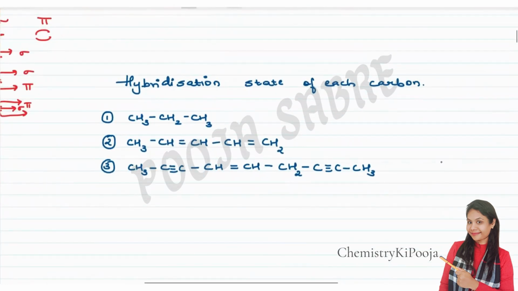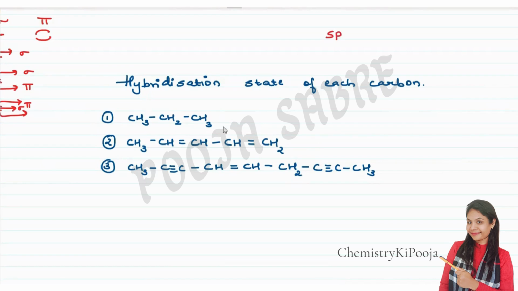Now the question is, find the hybridization state of each carbon. In order to find out the hybridization state, let us first try to write down the structural formula. Structural formula means I'm going to simply expand the structure, and then we are going to identify based on the sigma bonds. Now, quickly, I'm going to write down the tricks.